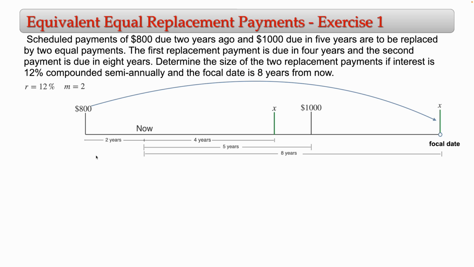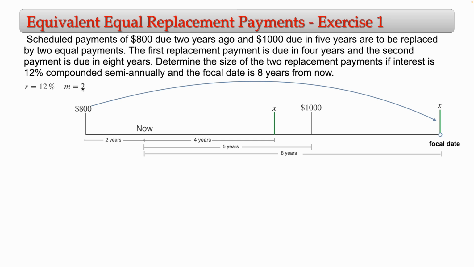How do I know that? The only way to know that is if I have in my mind a line like this. I need to draw, some people just think in that line. Actually, it's not mandatory to draw the line, but it's good to think in this line. Okay, now that I know that there are 10 years from this 800 to this focal date, I need to count how many periods, because this number will be the number n that appears in the formula.